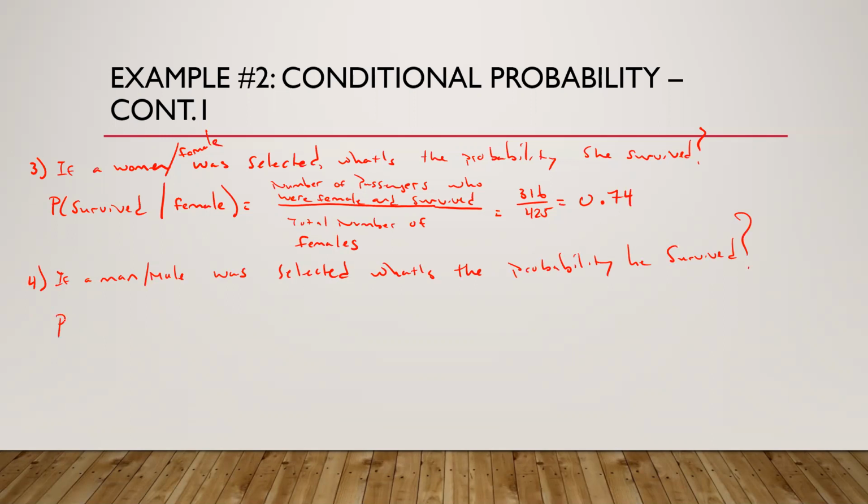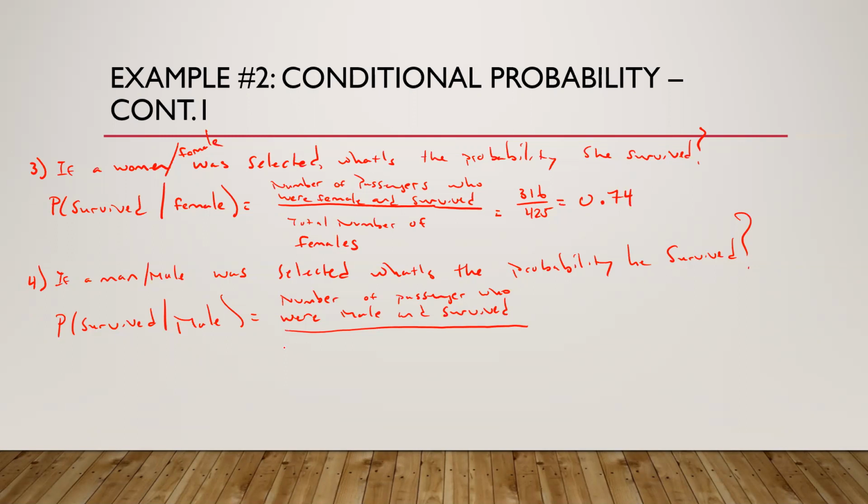So again, I want to find the probability the person survived given they were a what? Yep, given that they were a male or man. So again, it's just the number of passengers who were male and survived divided by the total number of male passengers.